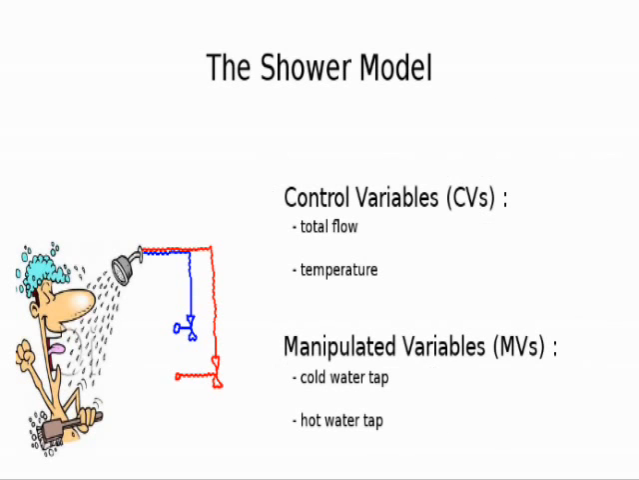Let's just introduce some terminology. We have the total flow and the temperature, and we call those the control variables, CVs. Those are the variables that you want to keep at a required value. And then we have the cold water tap and the hot water tap, and we call those the manipulated variables. Those are the handles that you have to change to control your control variables.